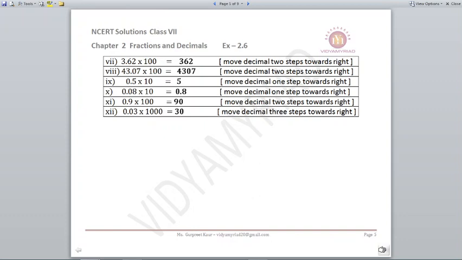0.08 multiplied by 10. How many steps should I move? One step. But how many digits do I have? 2 digits. So where will the decimal be? Between 0 and 8. So my answer is 0.8.